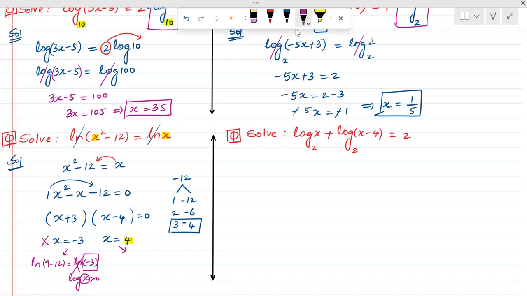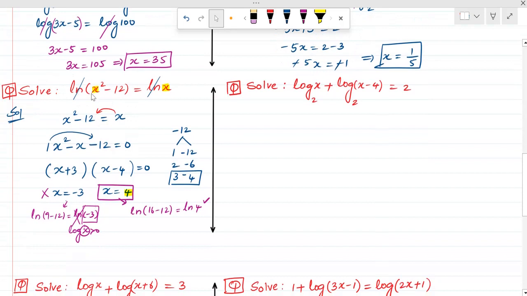Now, when I substitute the other value, it is ln of 16 minus 12 equal to ln 4. So this is a solution because it is more than 0. So this is the correct solution. So you have to choose the correct solution by substituting the x value in the given equation. When the value is positive, that is a solution. When the value is negative, it is not a solution of the equation. Similarly, we will solve the next problem.